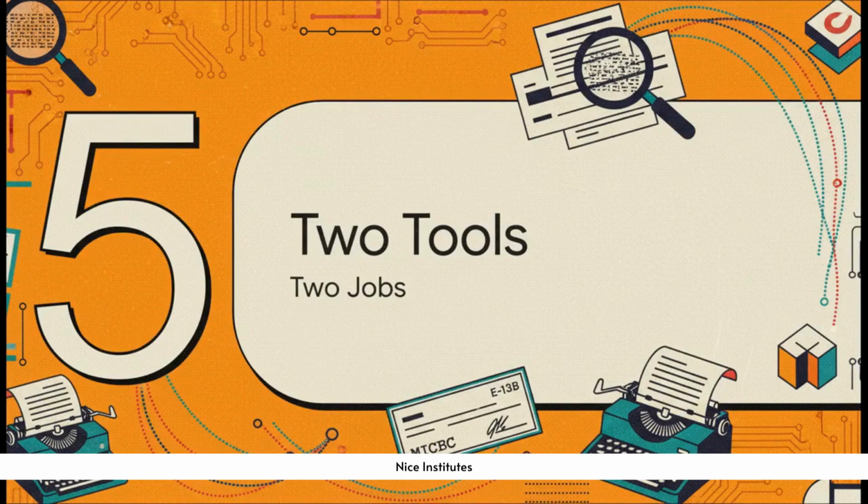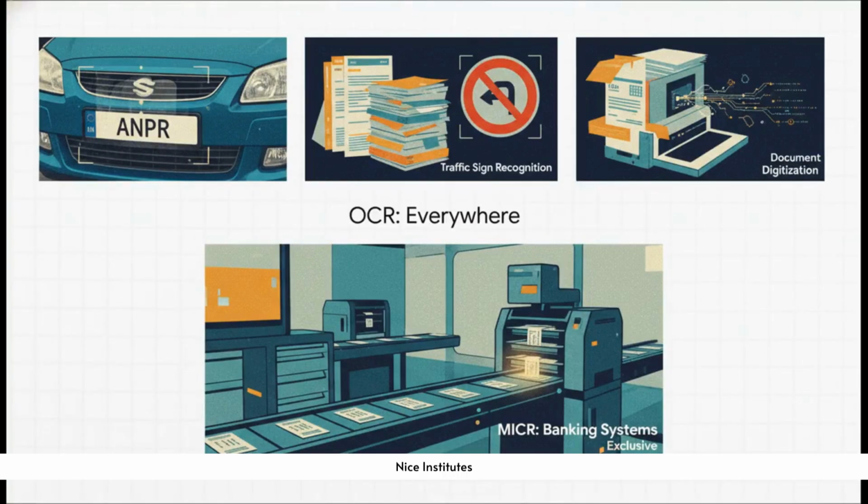Okay, so we've got these two very different tools. It only makes sense that they have two very different jobs, right? Let's take a look at where you'd actually find these technologies out in the wild. So the OCR generalist, it's literally everywhere. Turning giant filing cabinets full of paper into searchable digital files, that's OCR. Those automatic license plate readers on the highway, OCR again. Even some cars use it for traffic sign recognition. But the MICR specialist, you're almost exclusively going to find it in one place, the banking industry, where it's just chugging away, processing checks with incredible speed and efficiency.